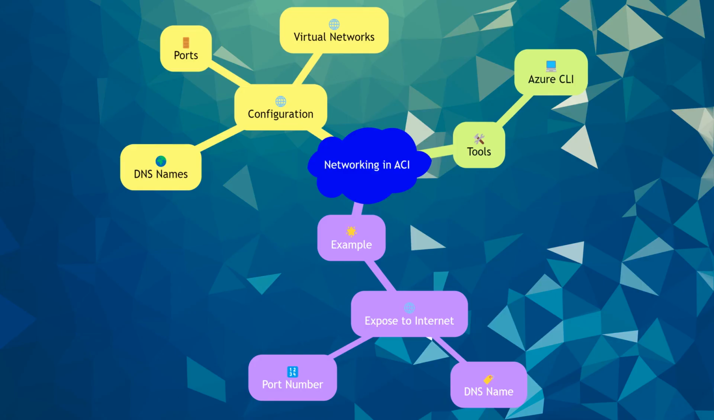Networking is a crucial aspect of deploying containers. ACI allows you to configure networking settings such as DNS names, ports, and virtual networks. For example, you can expose your container to the internet by specifying a DNS name and port number. This can be done using the Azure CLI with the --dns-name-label and --ports parameters.